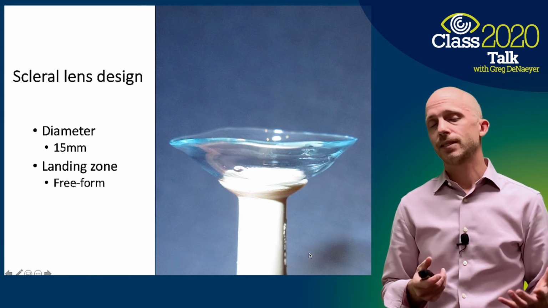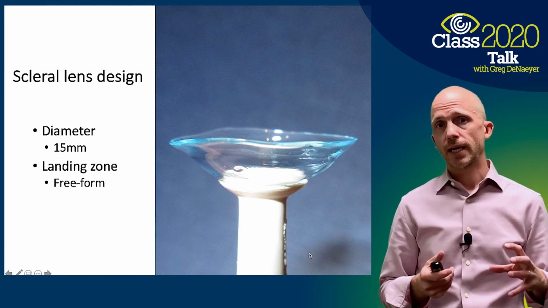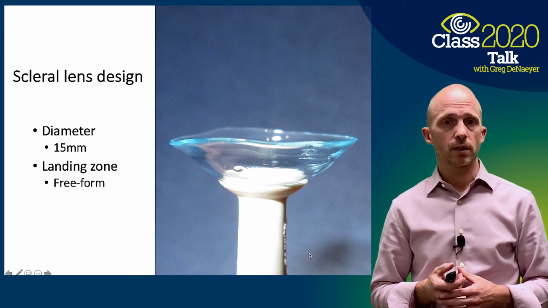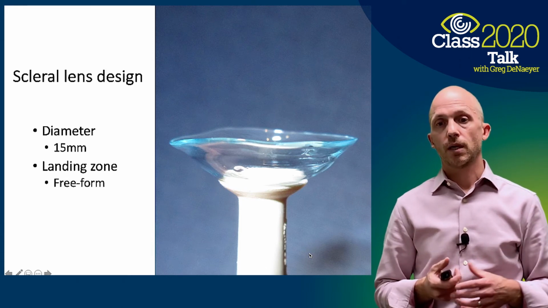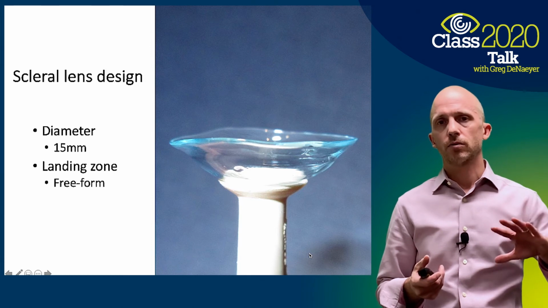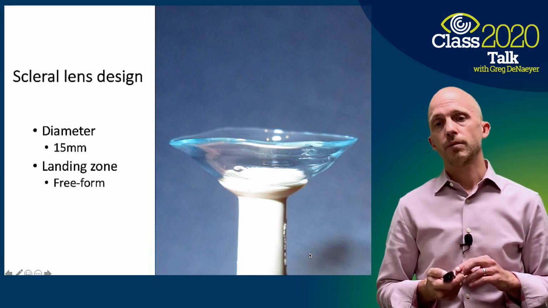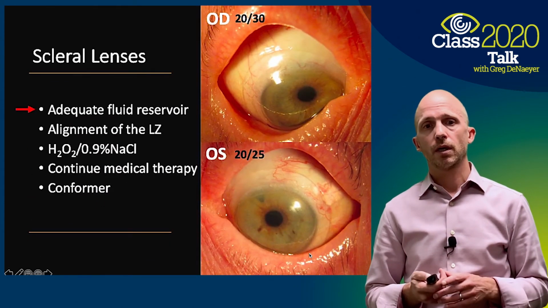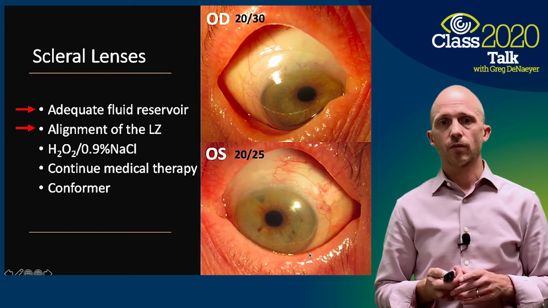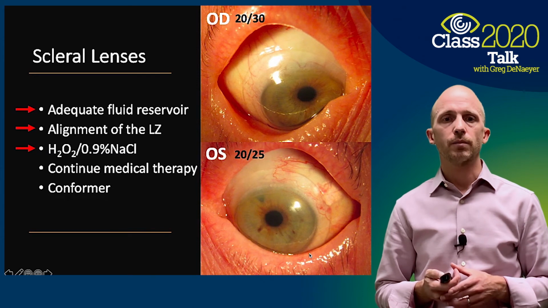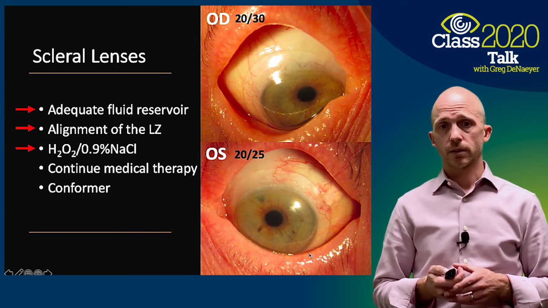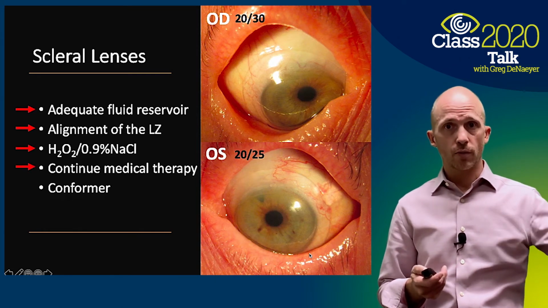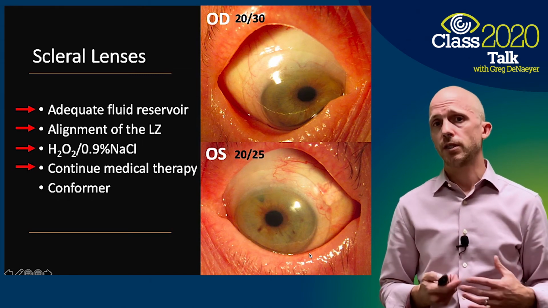With lens design, I decided to decrease the diameter to ease the process of successfully applying these scleral contact lenses. And we did go with a highly customized lens, mostly because we needed the lens landing zone to vault over her blebs that are the result of her glaucoma surgery. So here's the result. Very nice fitting lenses with adequate reservoir, alignment of the landing zone, including the blebs. We prescribed her a peroxide care system and off-label 0.9% sodium chloride solution. She continues her medical therapy and is also followed by her ophthalmologist, so basically we're co-managing that patient.